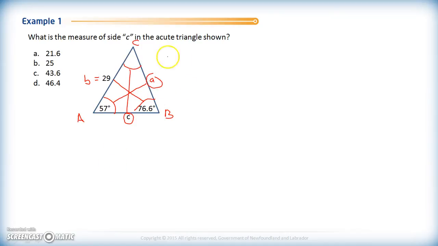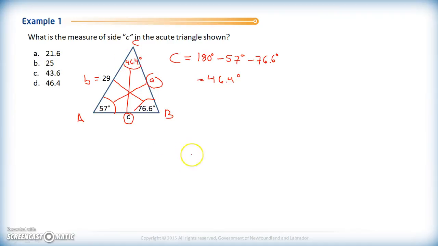Aha, very common trick to get with sine law questions. However, we should know that the sum of all the angles in any triangle adds up to 180 degrees. So if we want to find angle C, we do this initial step of subtracting both of the other angles from 180 degrees. Let's see, 180 minus 57 and subtract 76.6 gives us 46.4 degrees, if my arithmetic is correct. So that's going up here in this little spot.